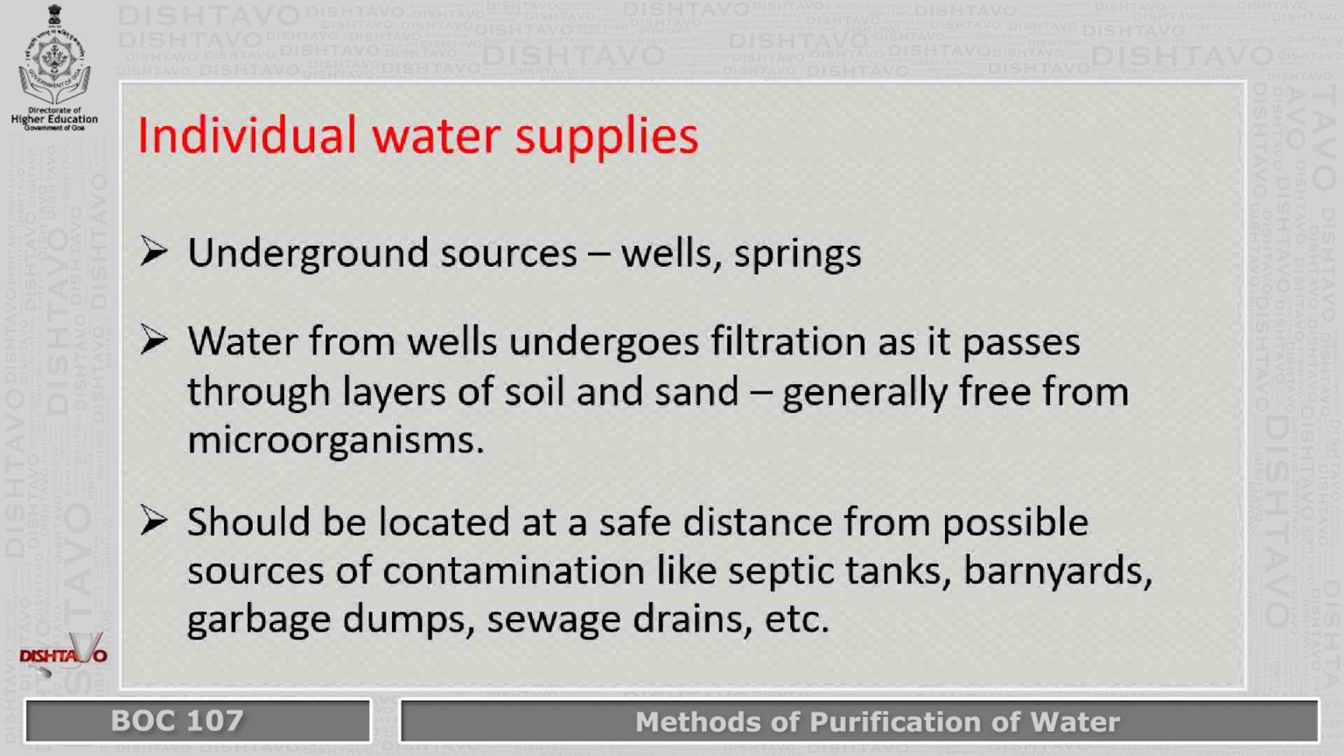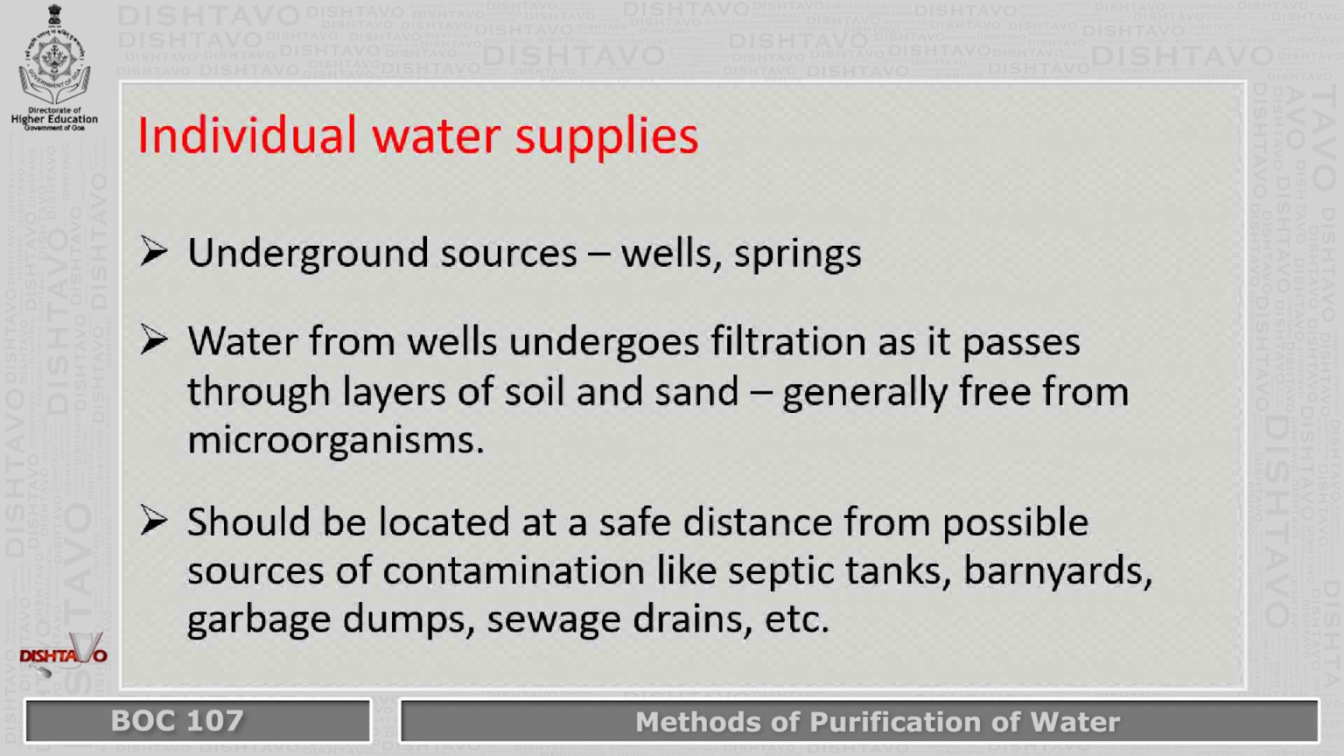Individual homes in rural areas usually have their own well water, which is an underground source of water. So wells and springs are underground sources of water. In the case of well water, the water undergoes filtration as it passes through layers of soil and sand. Generally, it is free from all microorganisms because it is actually passing through a natural filter.